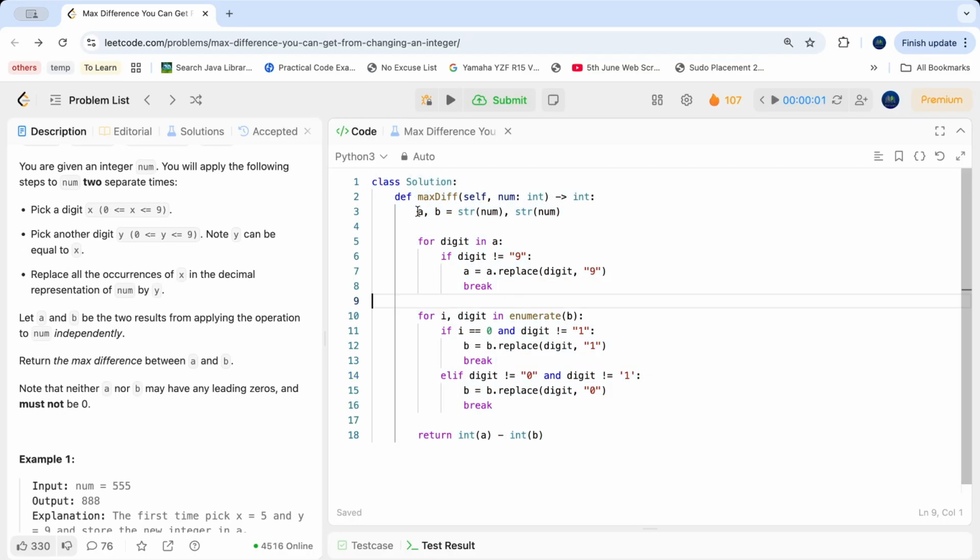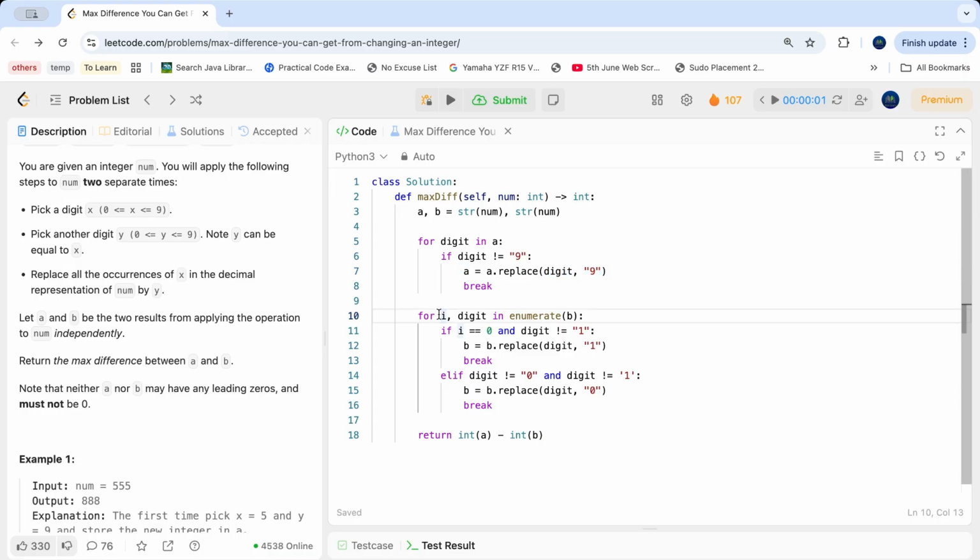What we are doing is we are saying a comma b is equal to str of num and str of num. So we are basically converting our number to a string and we are saying it is a and b. Now let us try to create the value of a. For that, we will just run a loop for digit in a and we will say if the digit is not equal to 9, that is, we are trying to replace our most significant digit which is not 9 to 9. So we will run a loop in the value of a, and the moment we get a digit which is not 9, we will say a is equal to a dot replace my digit with 9. The current digit will be replaced with 9 and we will break. So now the value of a is updated.